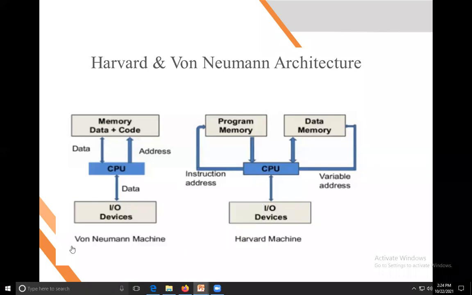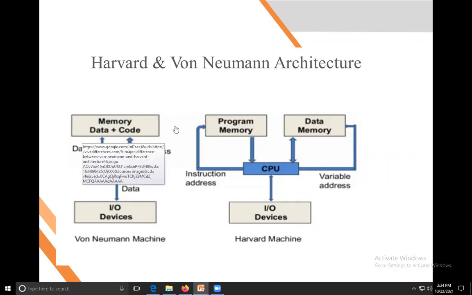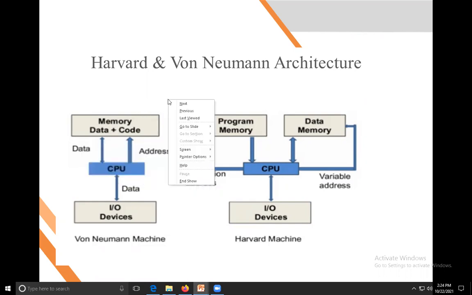See, there are two types of structure present in designing a microcontroller or microprocessor: Harvard and von Neumann architecture. What is von Neumann architecture? In von Neumann architecture, only one memory acts as both data memory and code memory. Remember this thing. Only one memory acts as data memory and code memory.